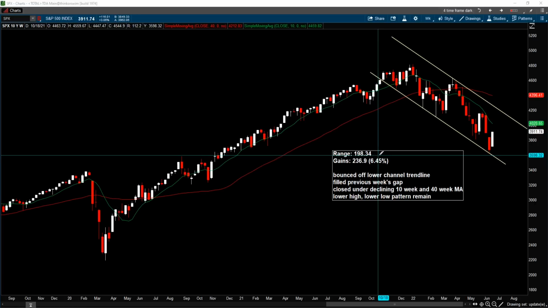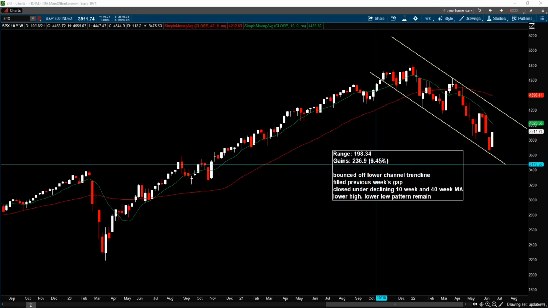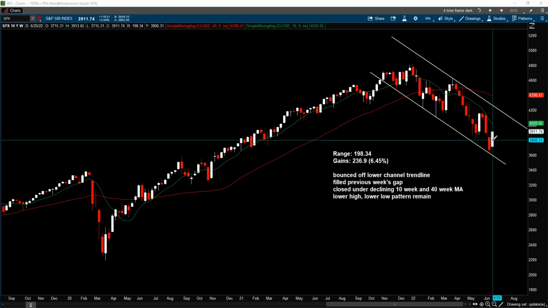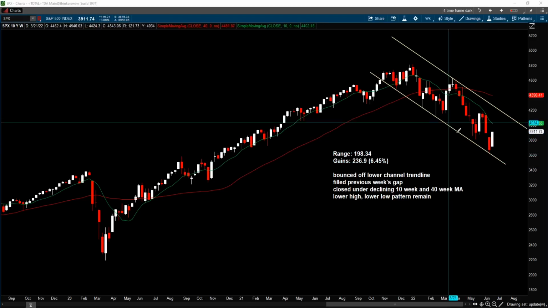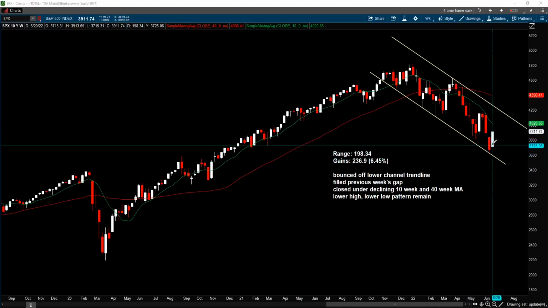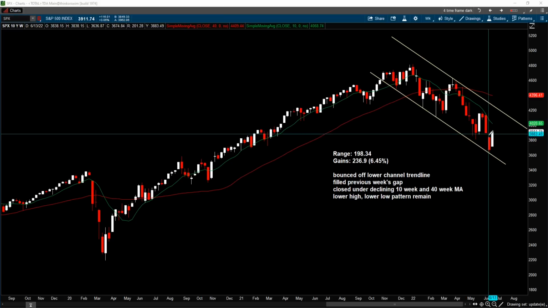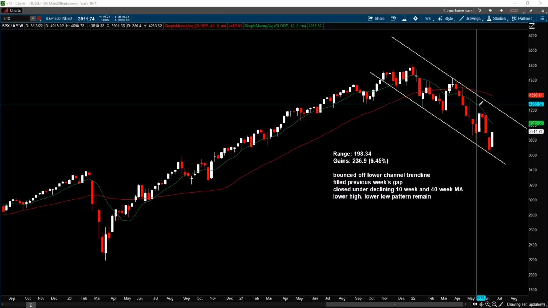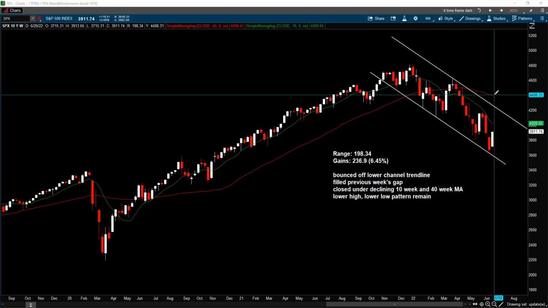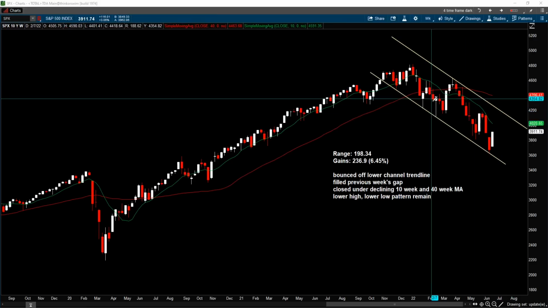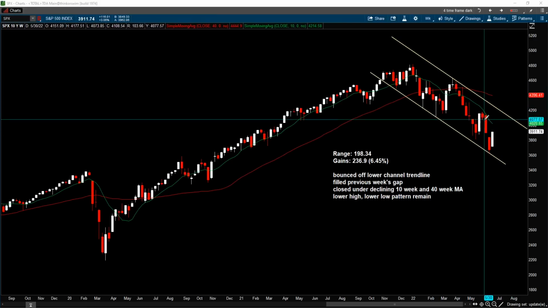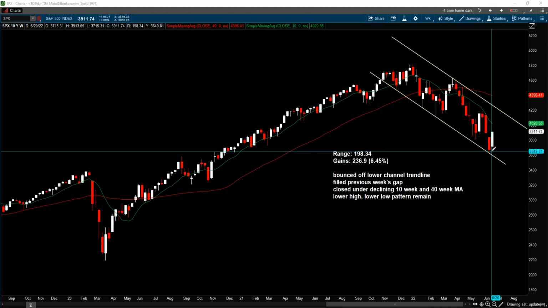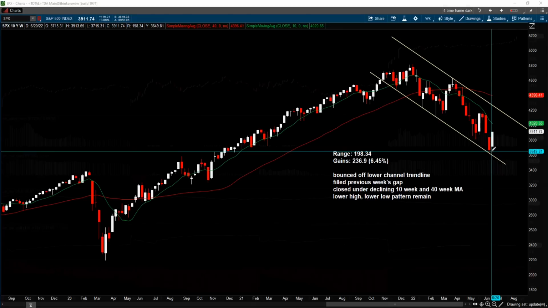Looking at this weekly chart of the S&P 500, we see the range from last week was somewhere around 198 points, and it gained 237 points, or 6.45%. Also, we noticed that the price bounced off the lower trend line of this price channel and came up and filled this weekly gap. It closed beneath this declining 10-week and also 40-week moving average, and also maintaining this lower low, lower high price pattern. So until the technical picture changes, the weekly trend is still down.